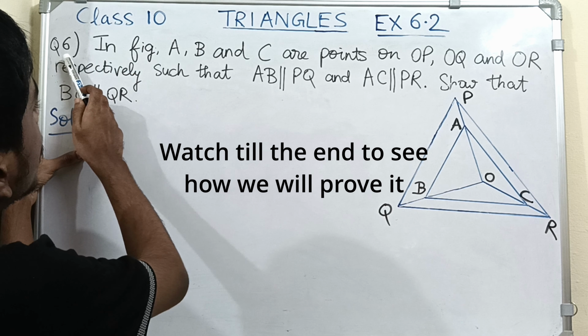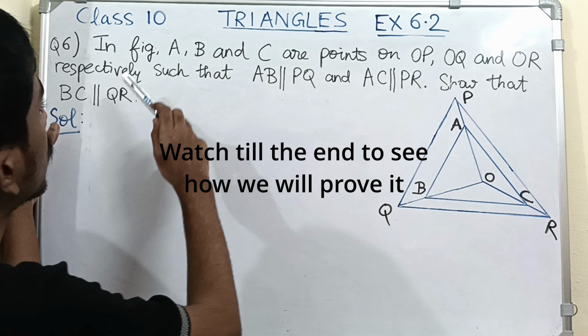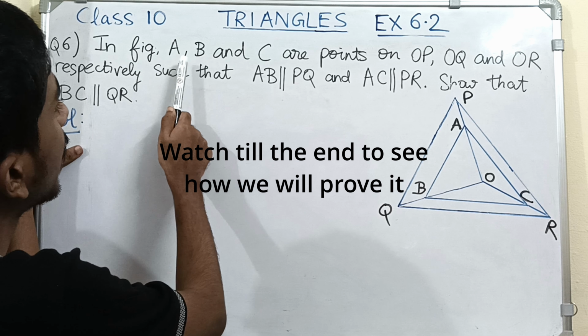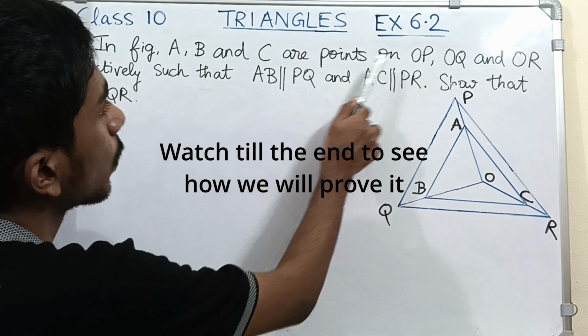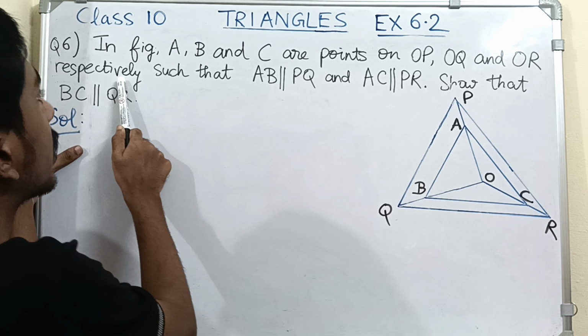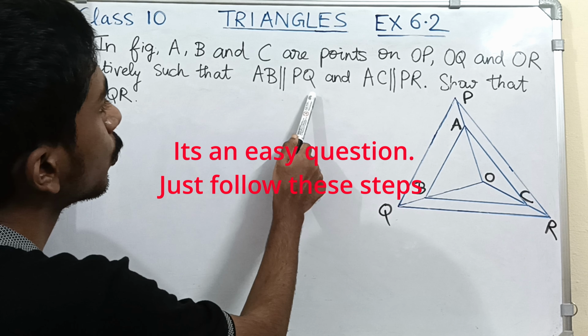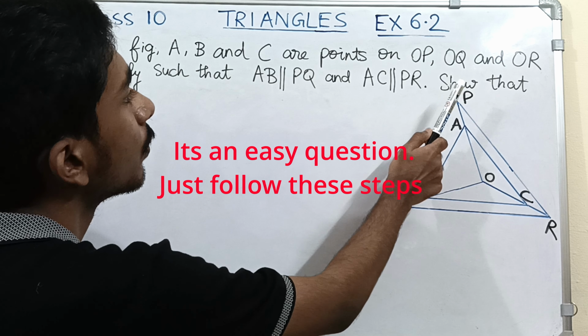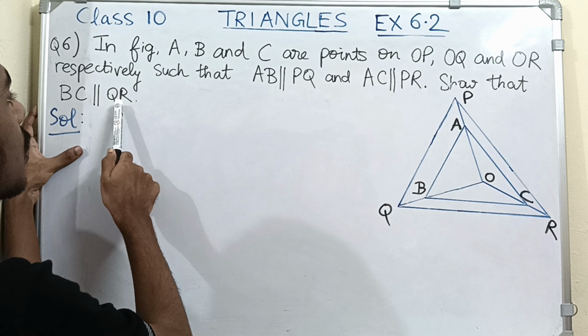Now we are going to see question number 6 of exercise 6.2. The question says, in figure A, B and C are points on OP, OQ and OR respectively, such that AB is parallel to PQ and AC is parallel to PR. Show that BC is parallel to QR.